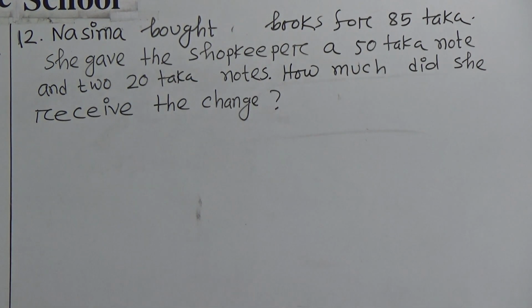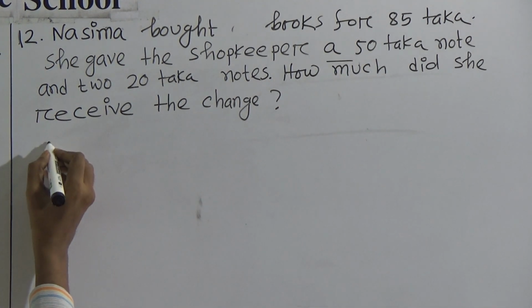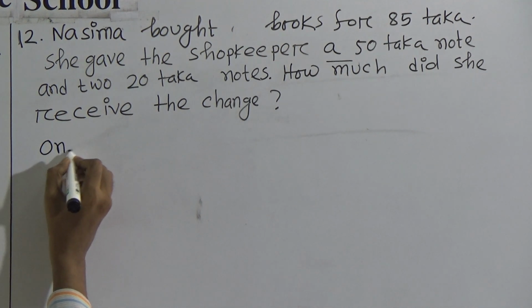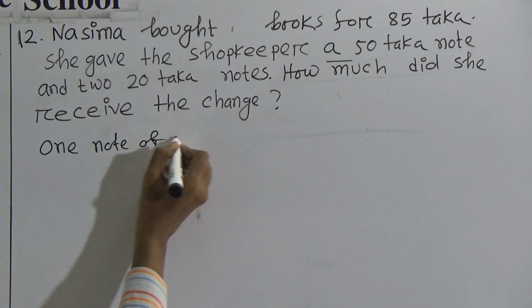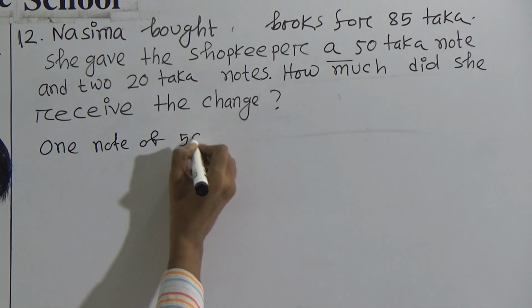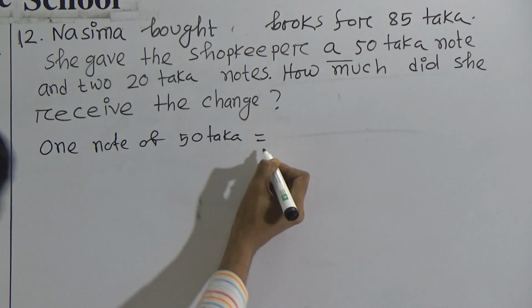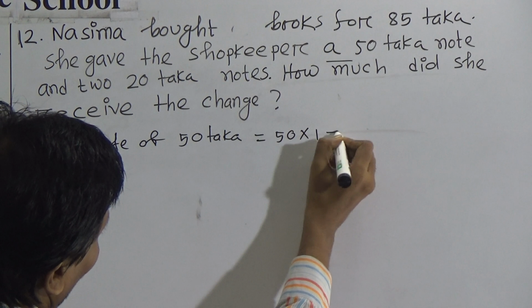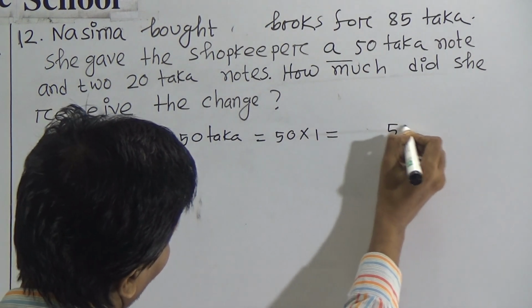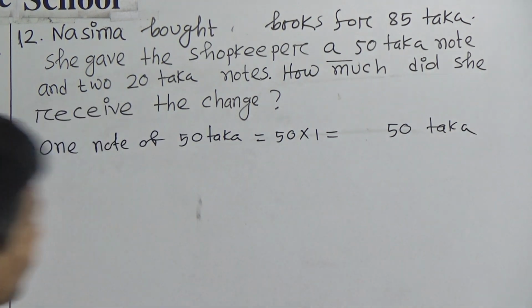Look, at first you write one note of 50 taka. Solution: one note of 50 taka. This is equal to what? 50 into 1, that means 50 taka.